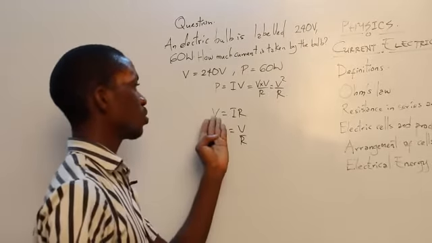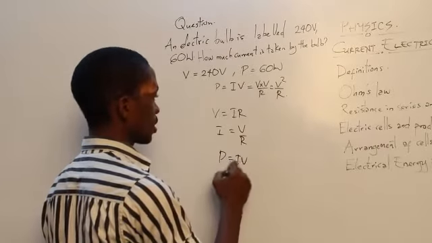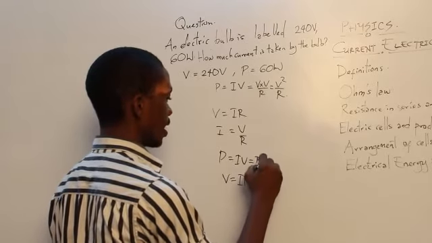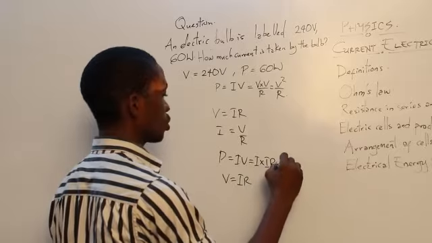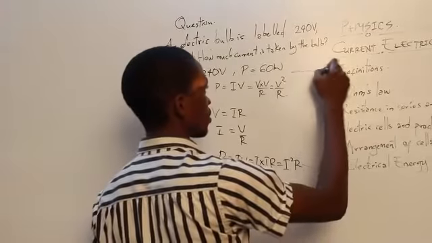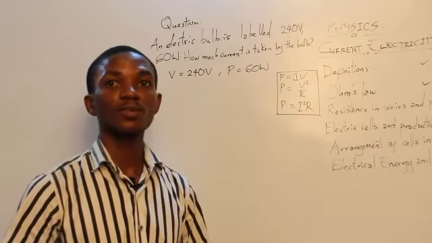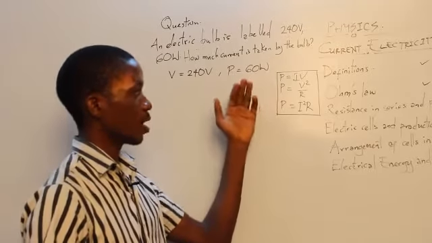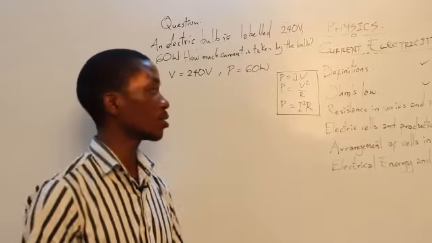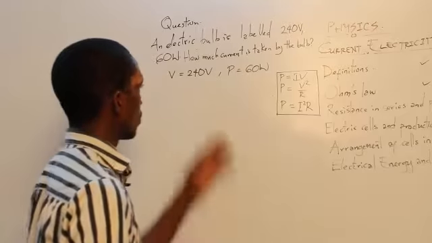And in the case where there is no V, P equals IV, and V equals IR, so that would mean I multiplied by IR, which gives us I squared R. So we've gotten three formulas out of our singular formula now. The first one being P equals IV, the next one being P equals V squared over R, and the third one P equals I squared R.